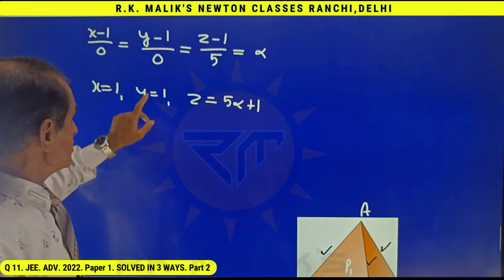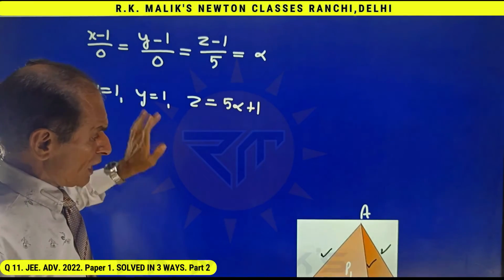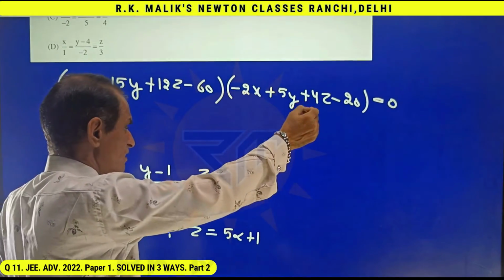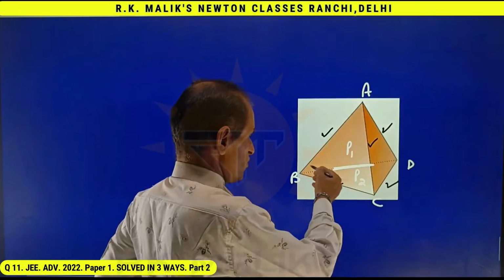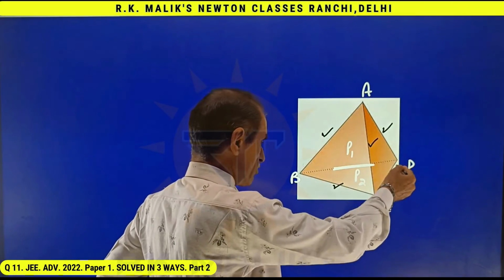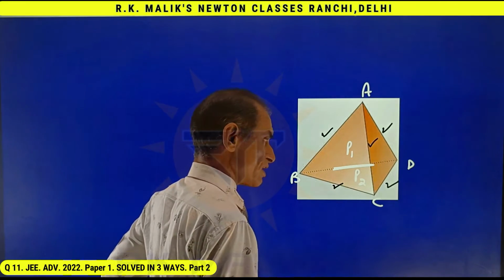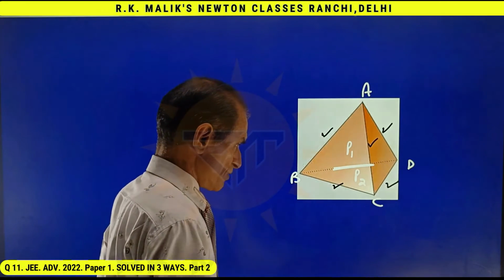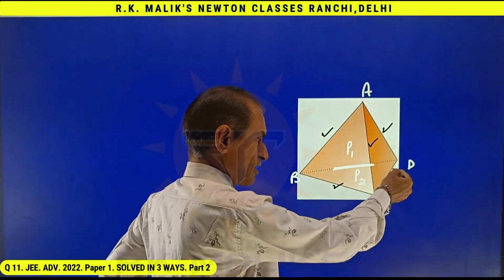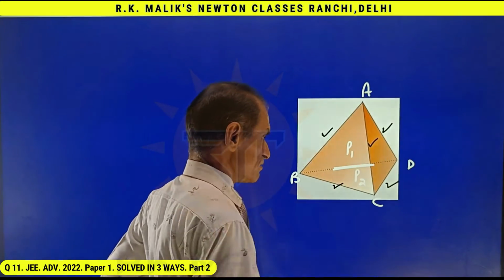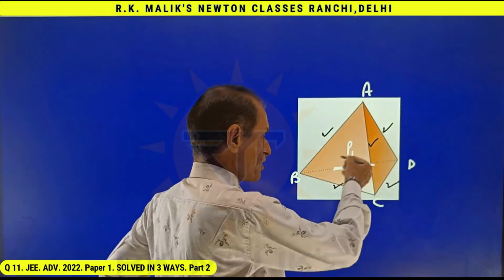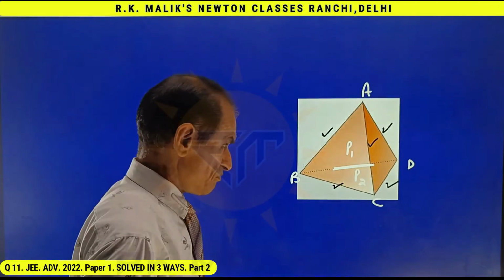Either this line is of the type giving the same value of alpha from here and here, that is, this line will cut the line BD, hence it will not be an edge of the tetrahedron. Or second case, the line lies in the plane P2 and is parallel to the line BD, or the line lies in the plane P1 and is parallel to the line BD.